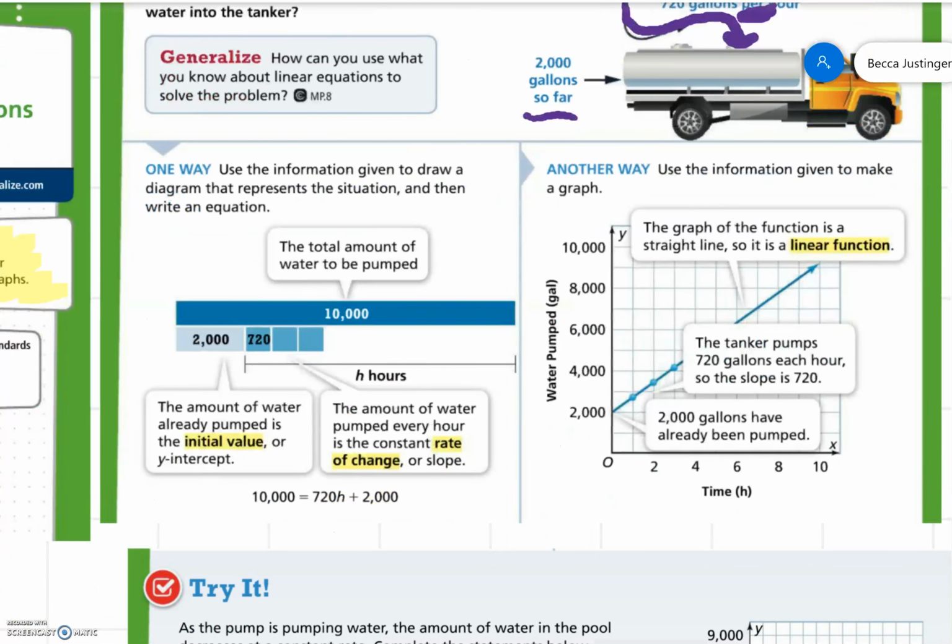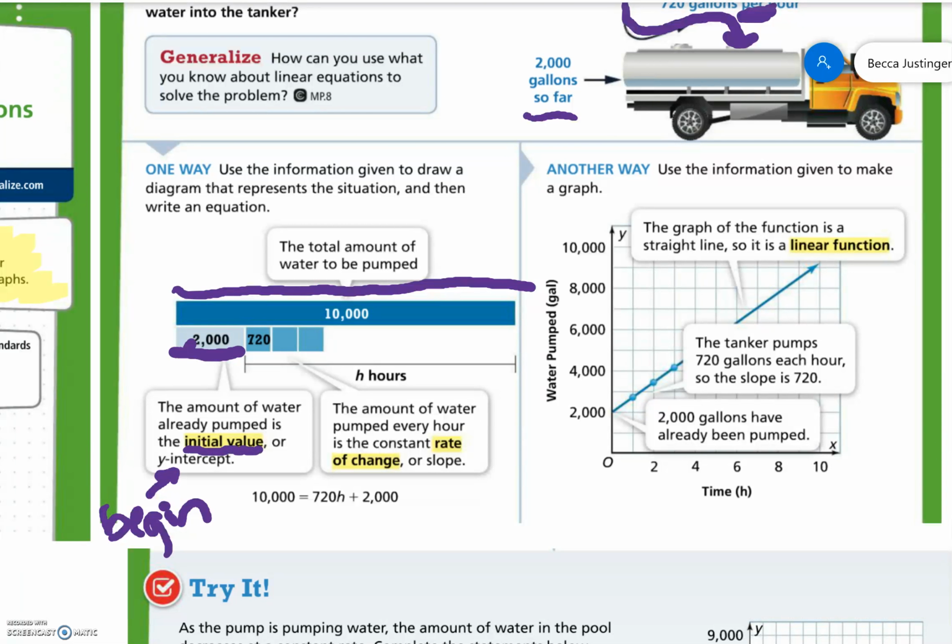So one way to do this is to use the information and draw a diagram that represents the situation, then write an equation. They show us the whole big bar is the 10,000. That's the total amount of water that needs to be pumped. The 2,000 is how much we're starting with. So the amount already pumped is the initial value, the y-intercept. Remember, y-intercept is always what you begin with, what you have to start. So we're using the term initial value.